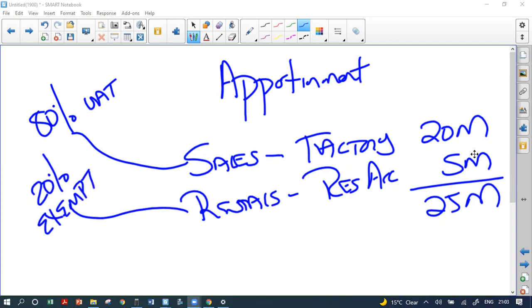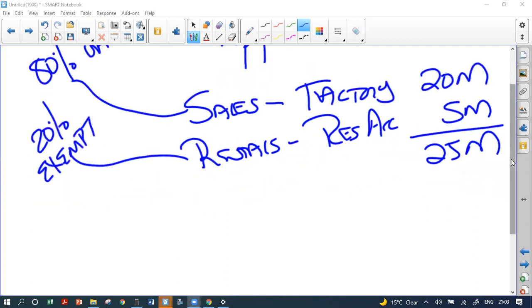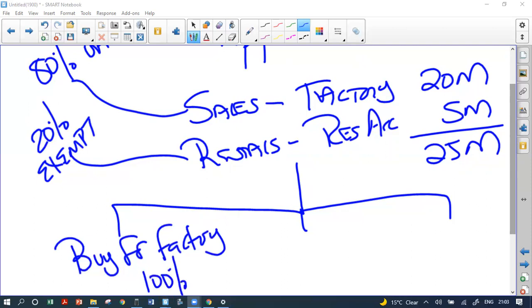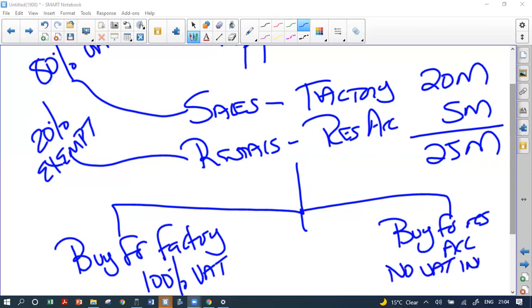Okay. So let's just have a look here, guys. There's one of three things that can happen within an organization that's similar to this. We can buy for the factory. If we buy for the factory, we can claim 100% of the VAT because the factory is 100% VATable. The next thing that we could do is we could buy for the residential accommodation. I buy a bed for the residential accommodation. I buy furniture for the residential accommodation. There's no VAT input claim here. Why is there no VAT input? Because it's exempt.